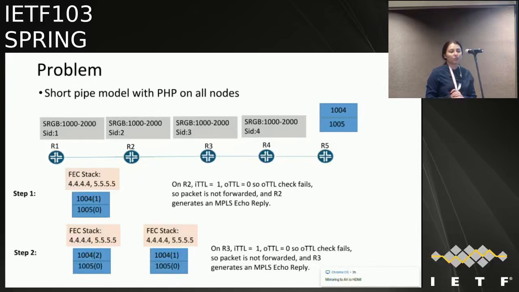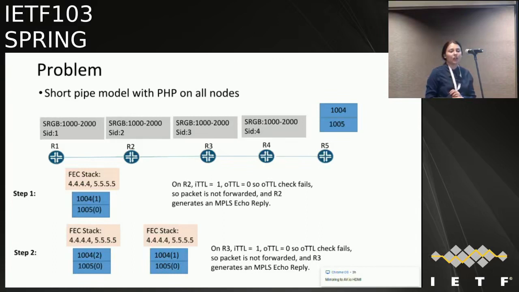So in step 2, the packet transits R2, it reaches R3, and the TTL expires on R3, and then the packet gets punted, and R3 generates an echo reply that it is a transit node. R3 is doing a PHP here. It's short pipe mode with all PHPs.